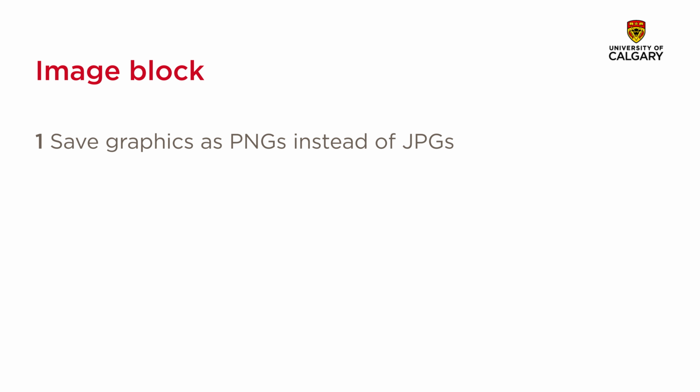The image block. When using the image block, you will find that graphics sometimes look pixelated. If this happens, try saving the graphic as a PNG instead of a JPEG. This applies to any other block that uses images.